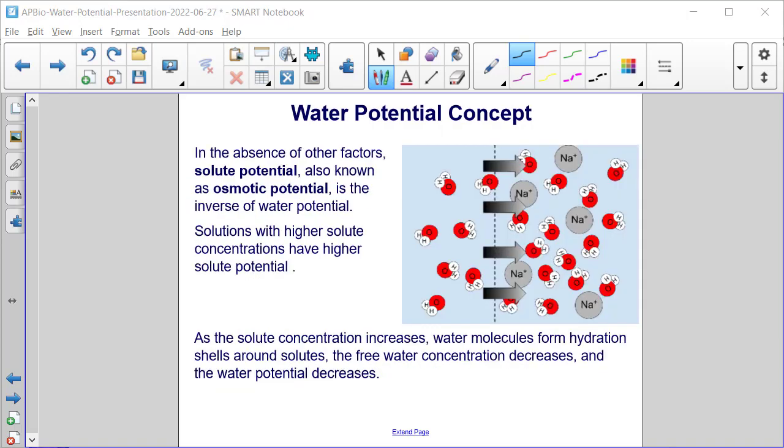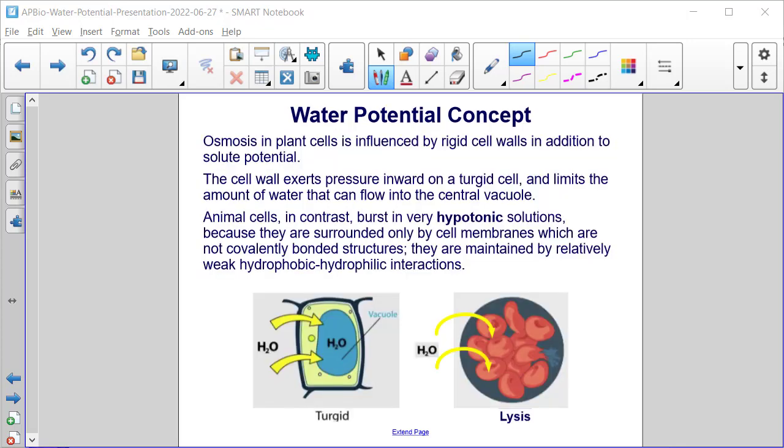In the absence of other factors, solute potential is also known as osmotic potential. It's the inverse of water potential. Solutions with high solute concentrations have higher solute potential. As the solute concentration increases, water molecules form hydration shells around solutes. The free water concentration decreases and the water potential decreases.